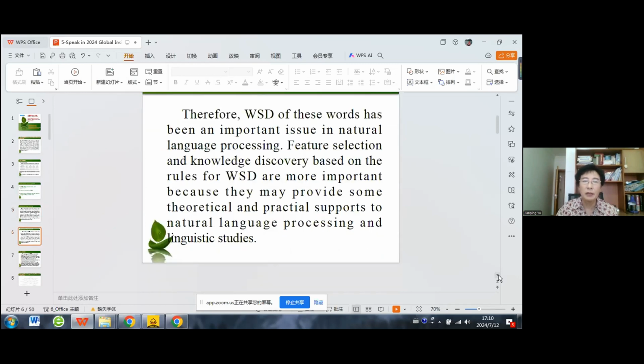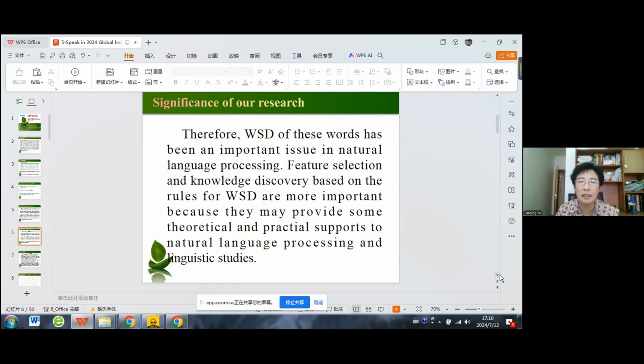Therefore, the word sense disambiguation of these words has been an important issue in natural language processing. Feature selection and knowledge discovery based on the rules for word sense disambiguation are more important because they may provide some theoretical and practical supports to natural language processing and linguistic studies.